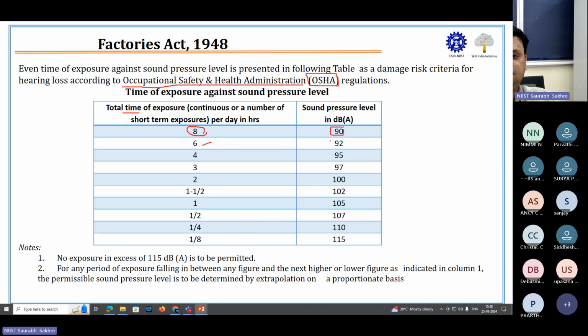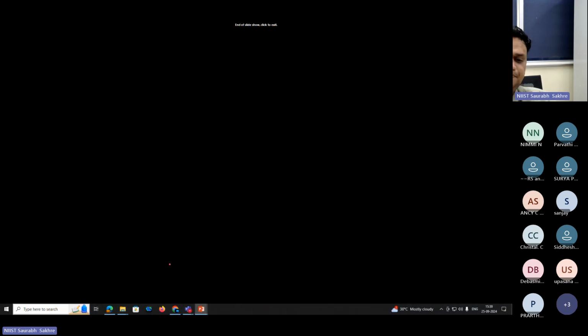For 6 hours, he can bear 92. For 4 hours, he can bear 95. So as you can see, if the noise is increasing, the exposure time is decreasing. That is what we need to take care of. And in any case, no exposure in excess of 115 dBA is to be permitted for the people working in your factory.